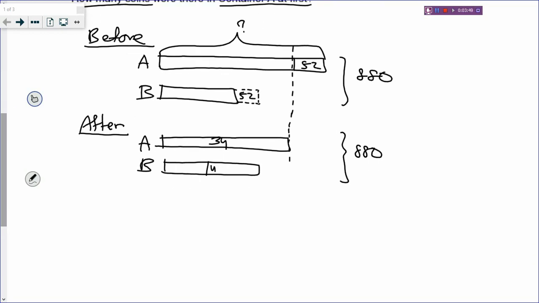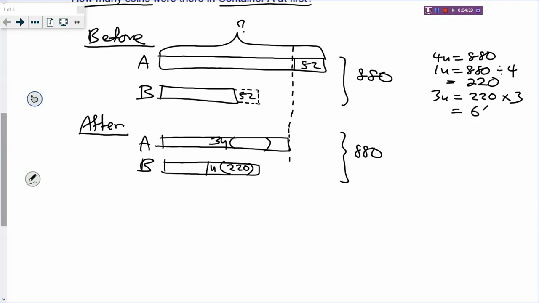So if you look at the after, you can see that 4 units is equal to 880. So 1 unit will be 880 divided by 4, so your 1 unit is 220. And you can find so many things. You can find container B has how many, which is 220. You can find container A has how many in the end, which is 3 units. So 3 units will be 220, and then you times 3. That will give you 660. And then you work backwards to get how many in container A at first.